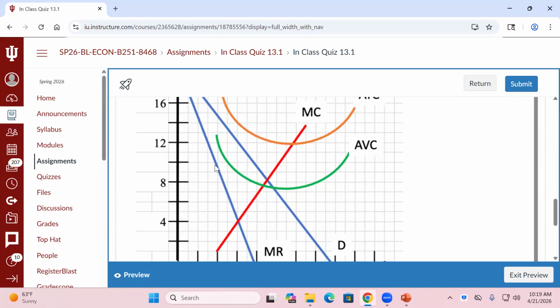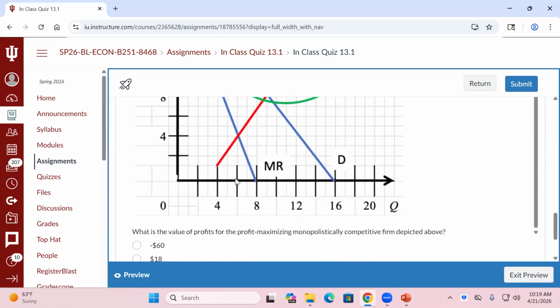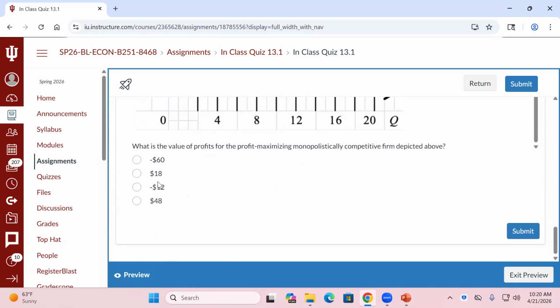I use the same profit equation. I take that difference between price and average total cost, which is now what? 12 and 14. All right, so -2. Price is below average. So -2 times that quantity of 6 should give me that -12 value. Okay.